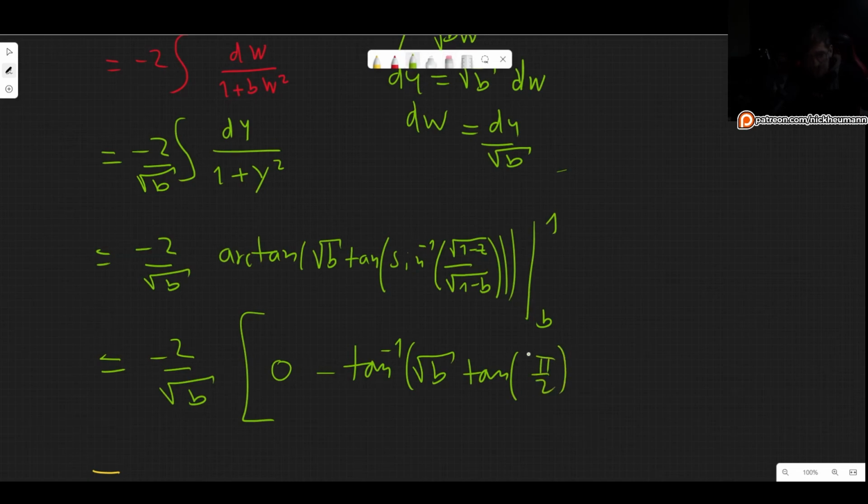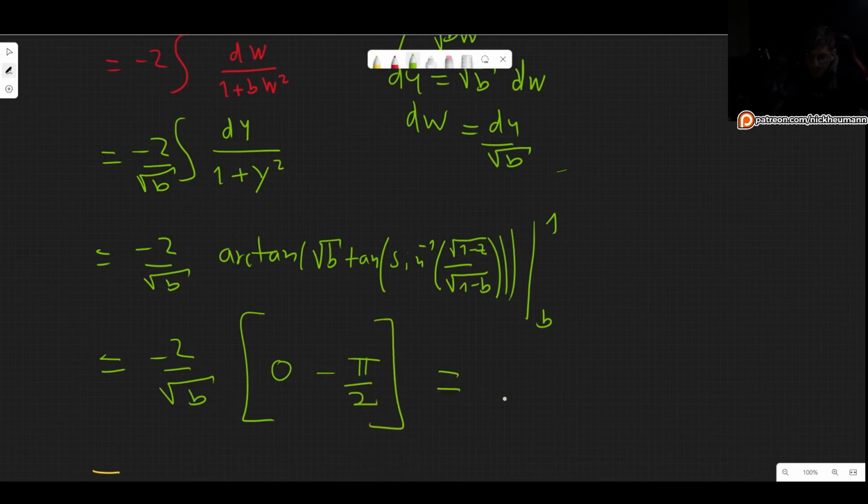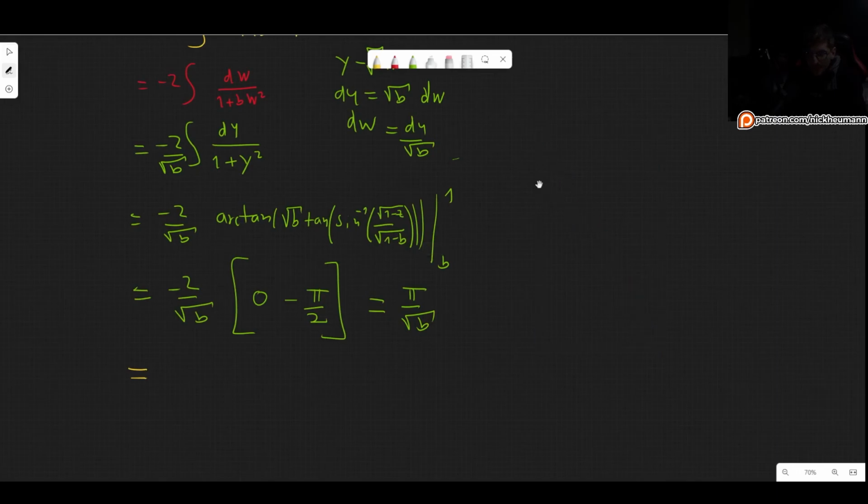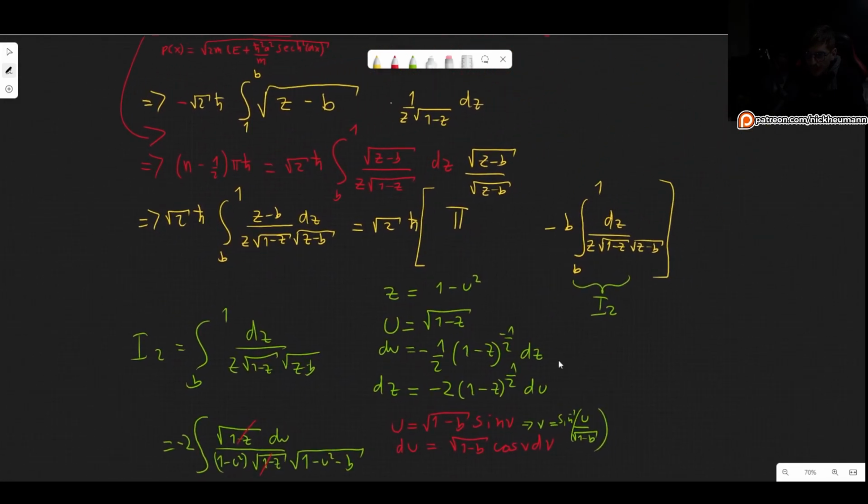The tangent of pi over 2 is infinity, right? It tends to infinity. So this, of course, in quotation marks, infinity. And the arctangent of infinity is going to be pi over 2. So this thing, pi over 2. So in the end, the 2's cancel out, and we end up with pi over the square root of b. And there we go. Now we can go ahead and plug it in here.